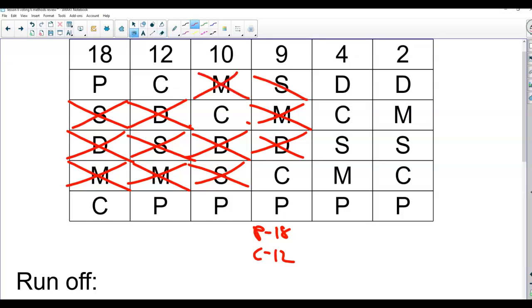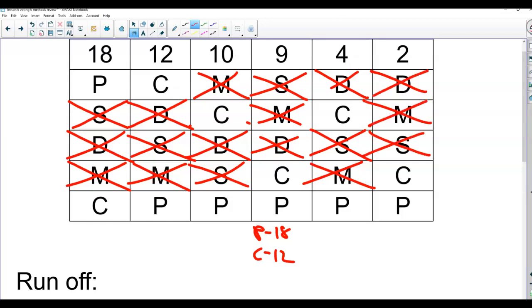So when I'm done, S, D, and M should be crossed out throughout the entire problem. The only thing that should be left is C and P.